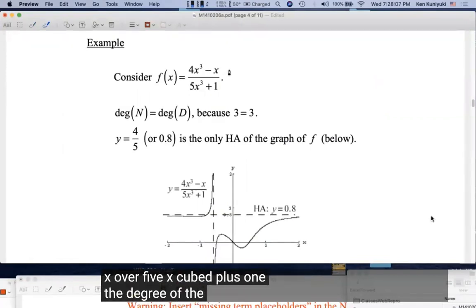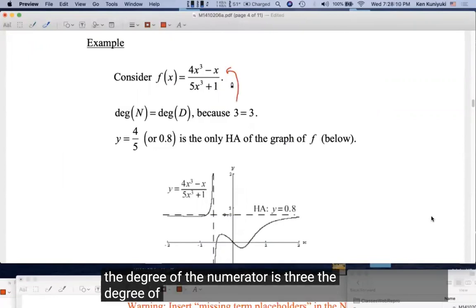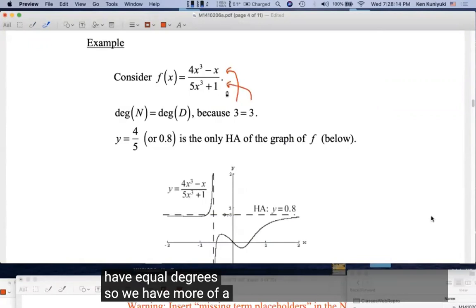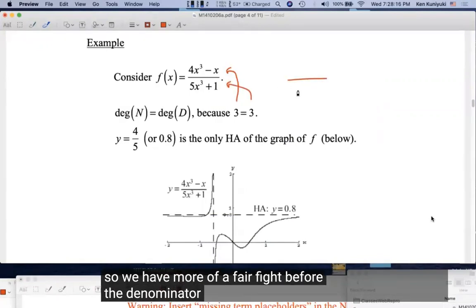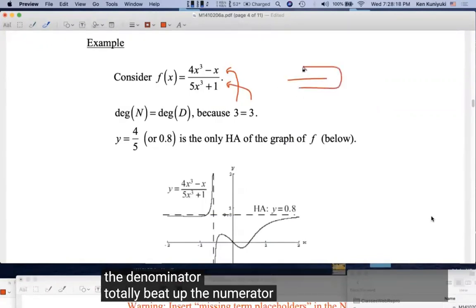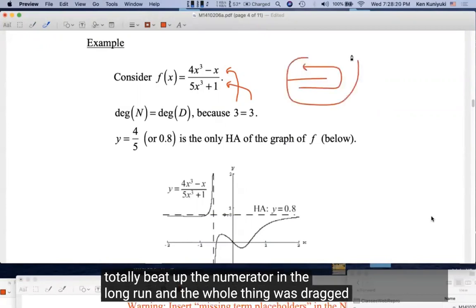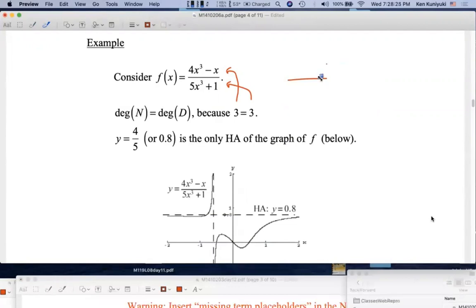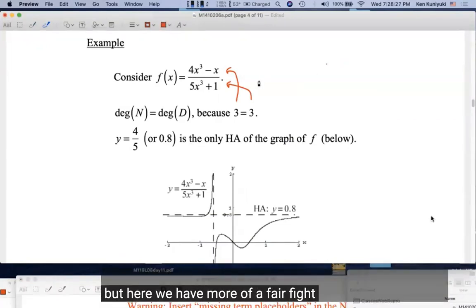The degree of the numerator is 3. The degree of the denominator is 3. We have equal degrees. So we have more of a fair fight. Before, the denominator totally beat up the numerator in the long run, and the whole thing was dragged towards 0. But here we have more of a fair fight.